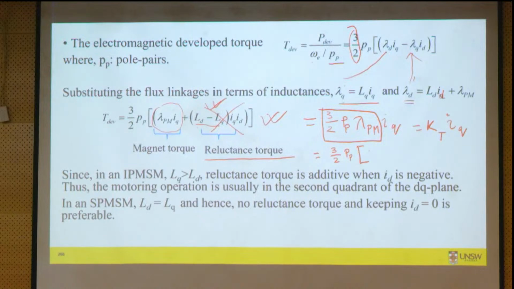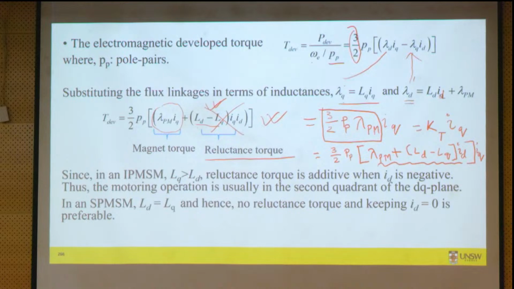The flux term is lambda PM minus, plus LD minus LQ times ID, the whole thing multiplied by IQ. So this part is like a flux.